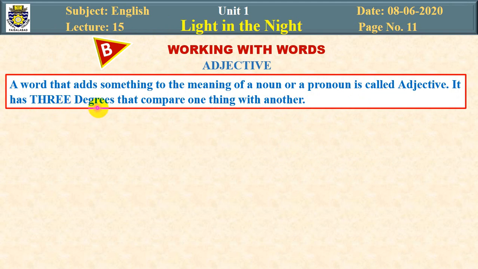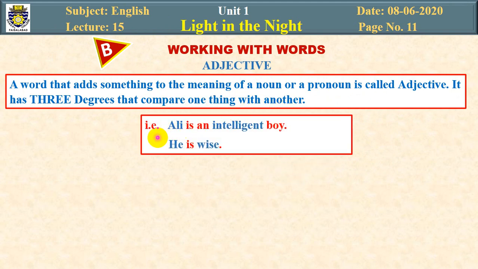It has 3 degrees that compare one thing with another. Let's see the examples. Number 1, Ali is an intelligent boy. Intelligent is a word that adds to the meaning of a noun, Ali. So intelligent is adjective. Another example, he is wise. Wise is a word that is describing he, a pronoun. It is also adjective. So these two words, intelligent and wise, add to the meaning of first a noun, Ali, then a pronoun, he. Therefore, intelligent and wise are called adjectives.